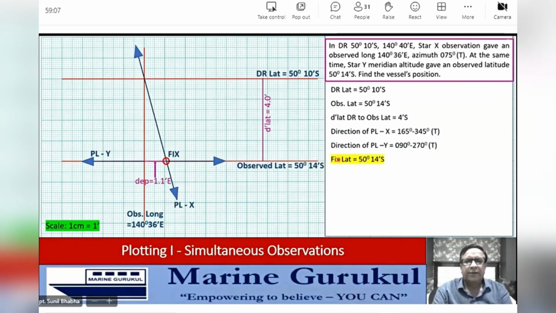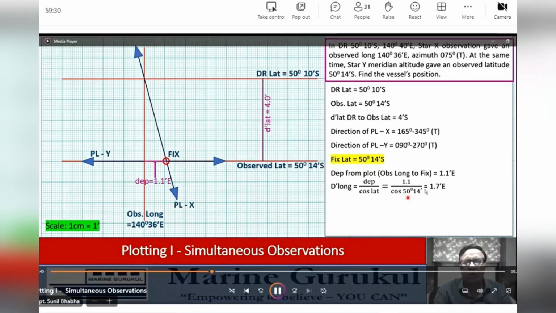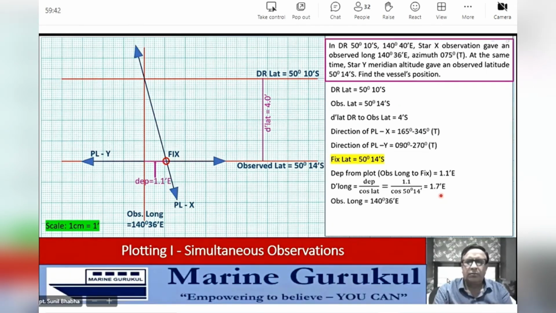For calculations now, fixed lat is the same as observed lat, 50 degrees 14 minutes south. Departure, read off from the plot using the same scale out here, from observed long to fix is 1.1 minutes east. We convert this departure into D long by using the cosine parallel sailing formula for latitude 50 degrees 14 minutes, and we get the D long as 1.7 minutes east. This D long we apply to the observed longitude, and that was 140 degrees 36 minutes east.